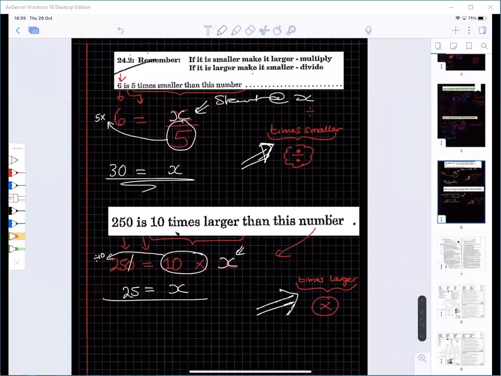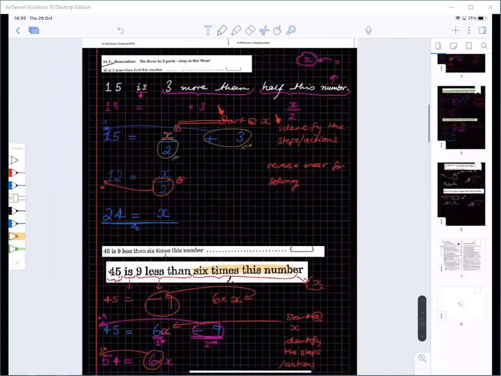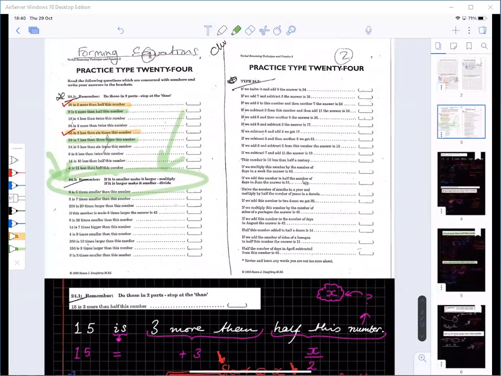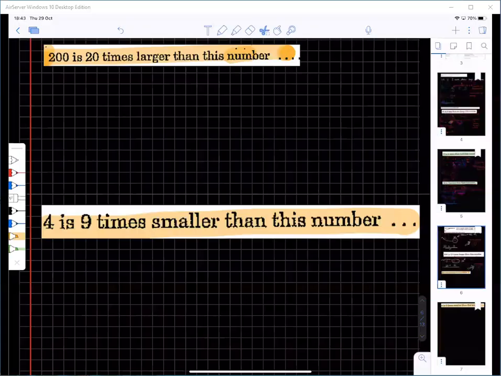Okay, I'm going to pause the video here. I'm going to get you to do some questions. Let me highlight the questions I would like you to do. So you could do this one, and the times larger, times smaller. Two questions for you guys. I'm going to put the video on pause and come back to the video in a second. Off you go.